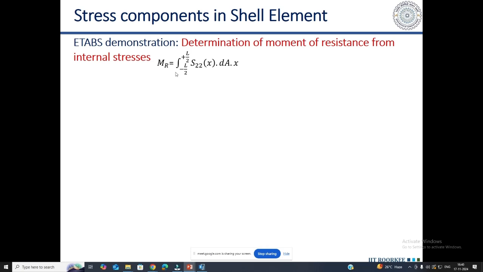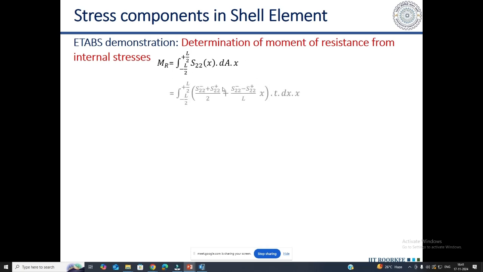So I can write it like that. The limit is minus L by 2 to plus L by 2. Then I have the stress function multiplied by the area. Since I am taking a small fraction of area, because I have to integrate it, this dA represents the small fractional area, multiplied by the perpendicular distance up to the center. So S22 into dA becomes the force, and this force multiplied by the distance becomes the moment. Now this is a small fractional moment, so it should be integrated over the whole length, then only you'll get the total moment.